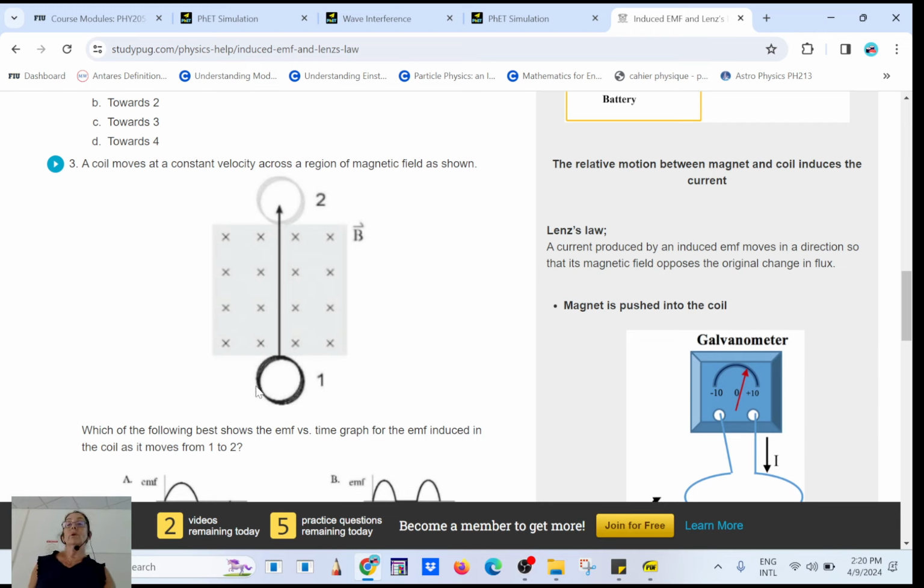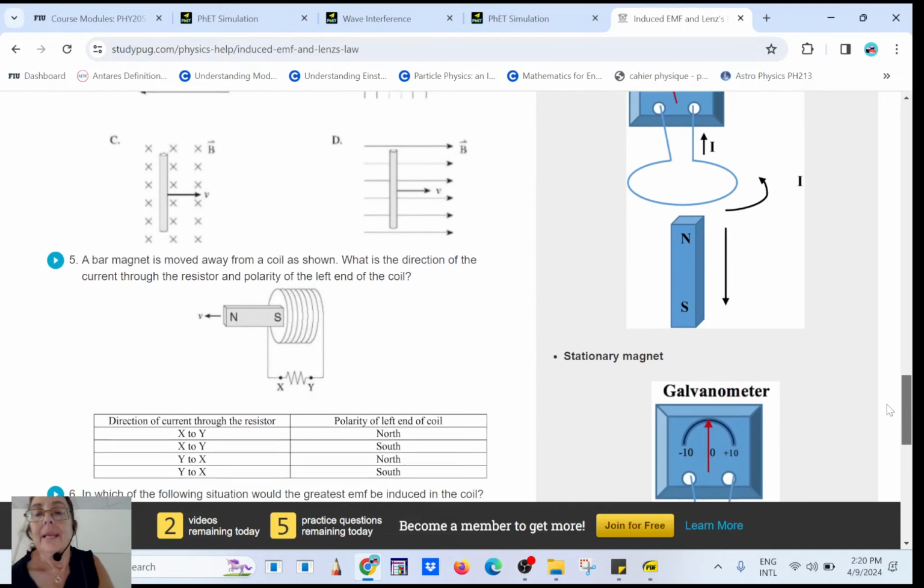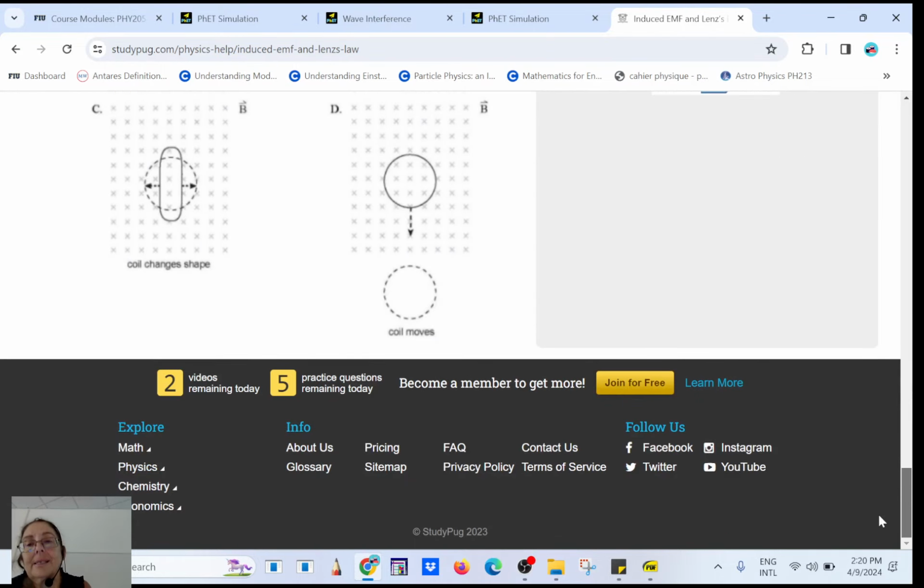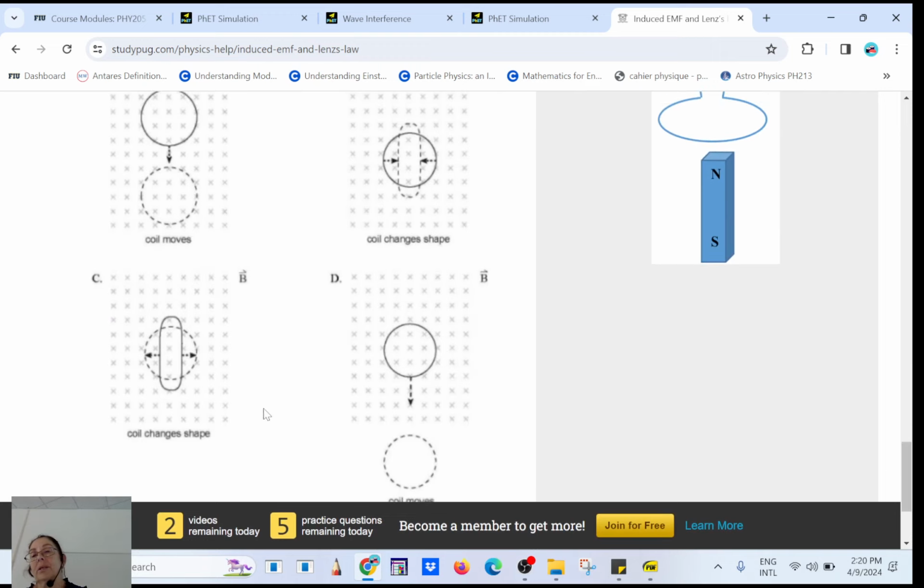So if the number of lines is increasing, it says, no, you don't, and it will make it decrease. And if it's decreasing, no, you don't, it's going to make it increase again. Okay? So that's how it works. If you change the area, also it's going to induce an EMF.